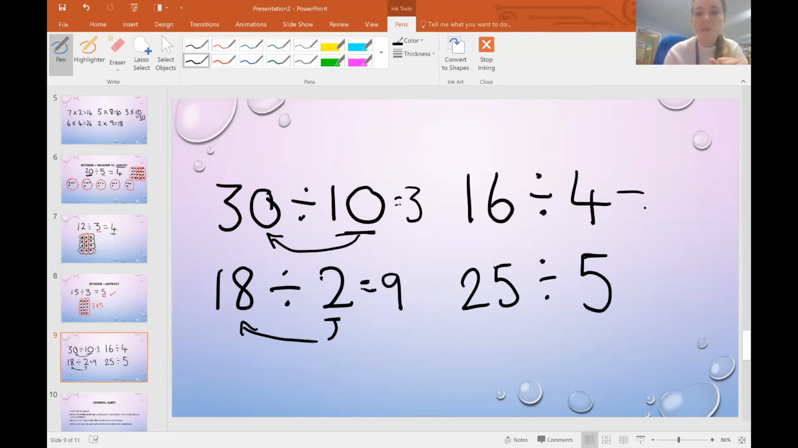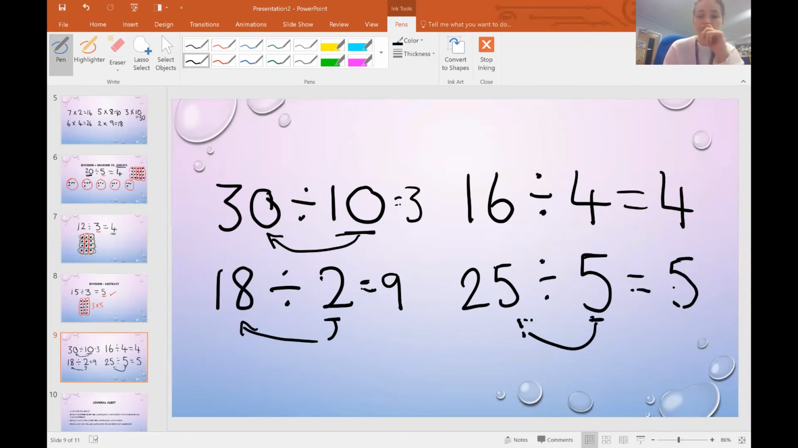How many 4s go into 16? 4, 8, 12, 16, 4. How many 5s go into 25? Let's count in 5s. 5, 10, 15, 20, 25. So the answer is 5.